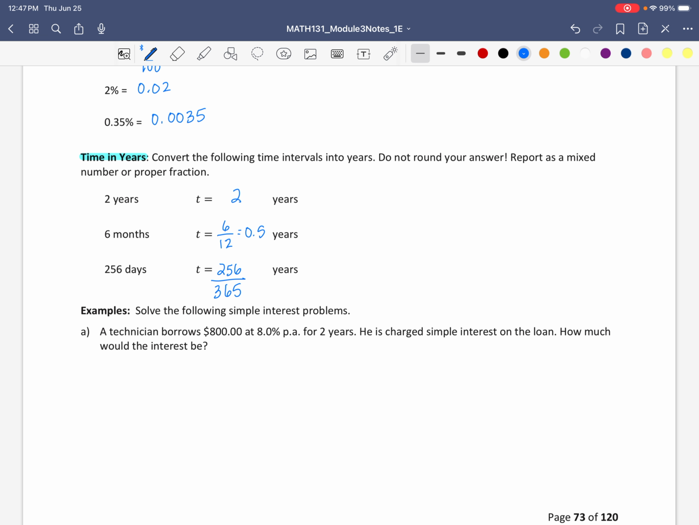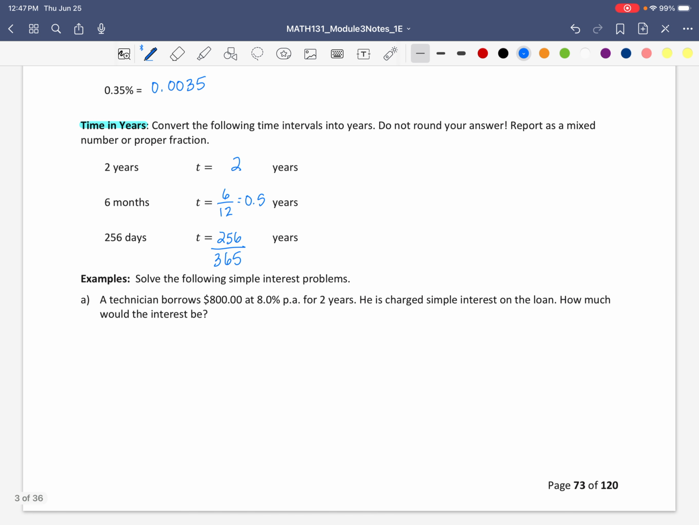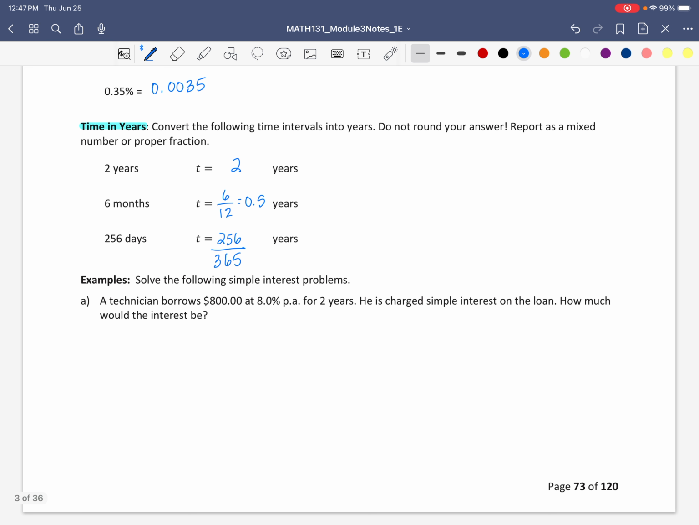So let's do our first example. So it says solve the following simple interest problem. So let's read it and let's highlight some of the important bits of information that are found in this particular question. We have that a technician borrows $800 at 8.0% per annum for 2 years. He is charged simple interest on the loan. The question is, how much would the interest be?